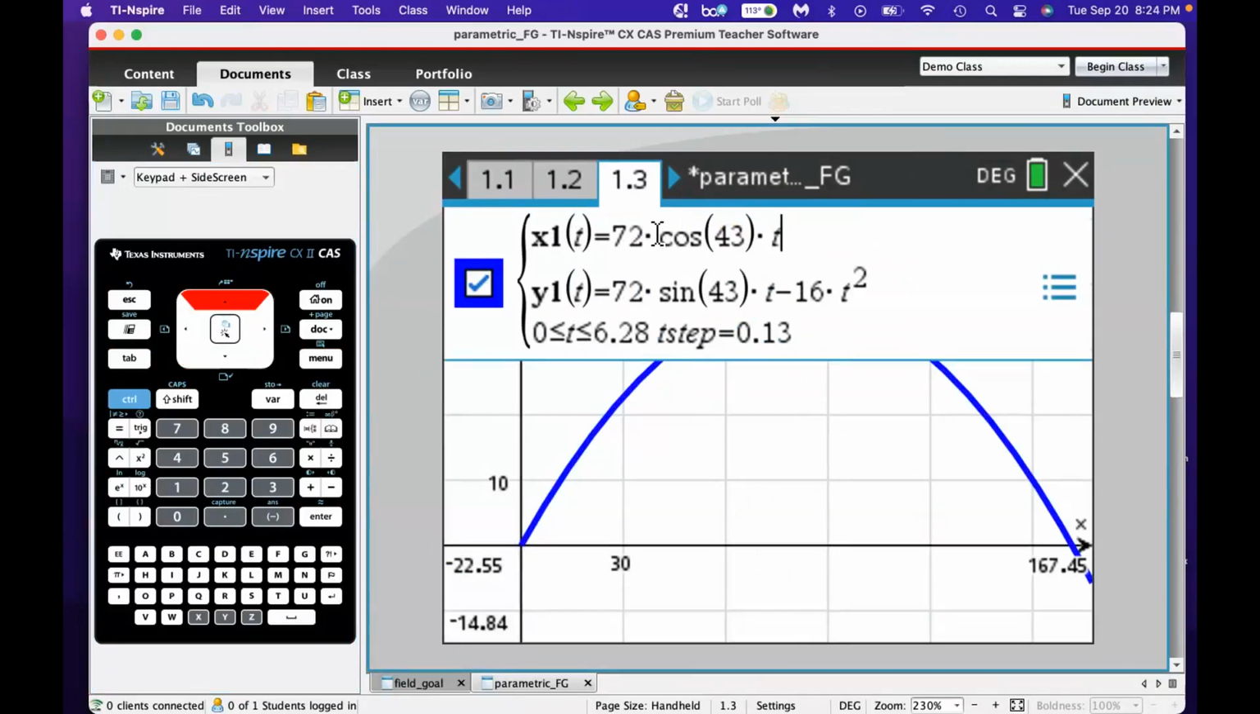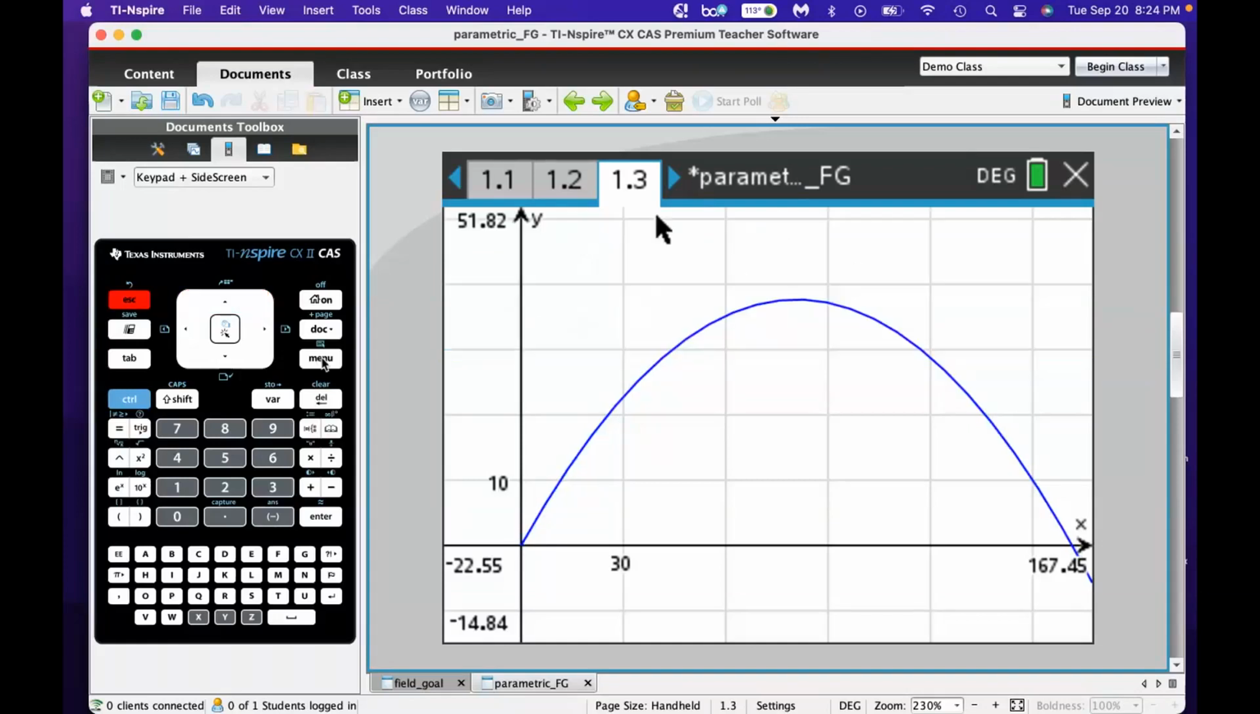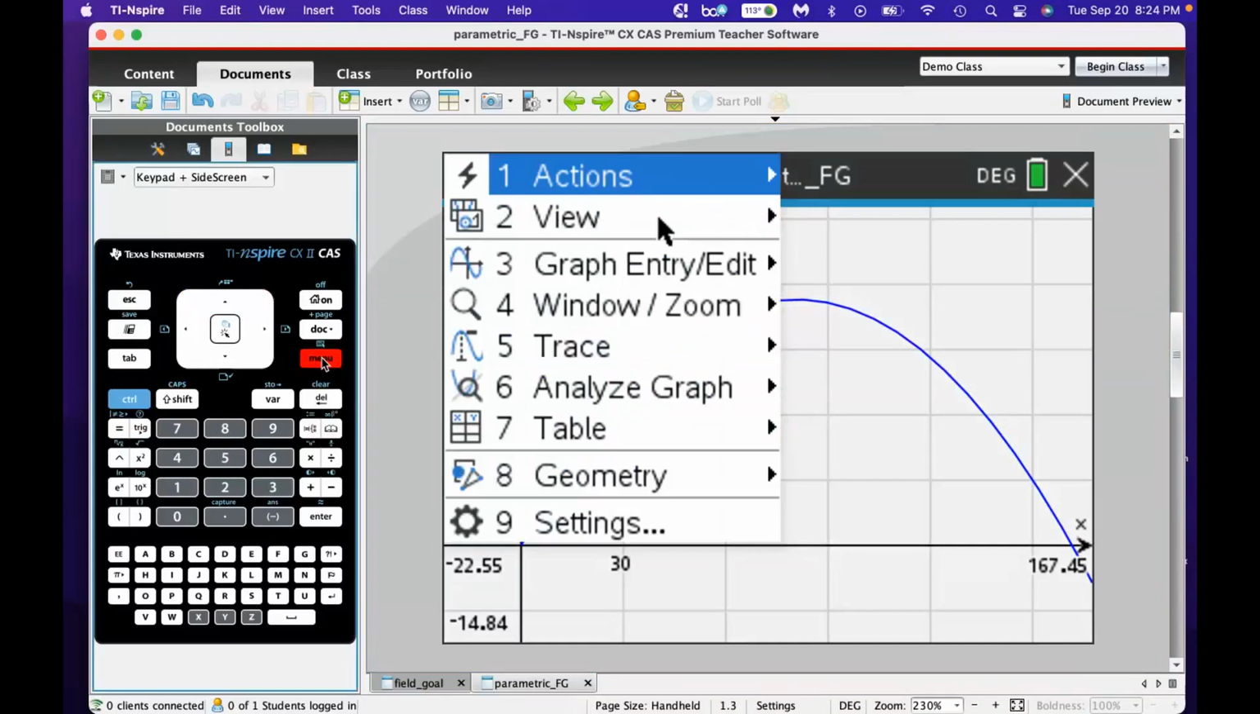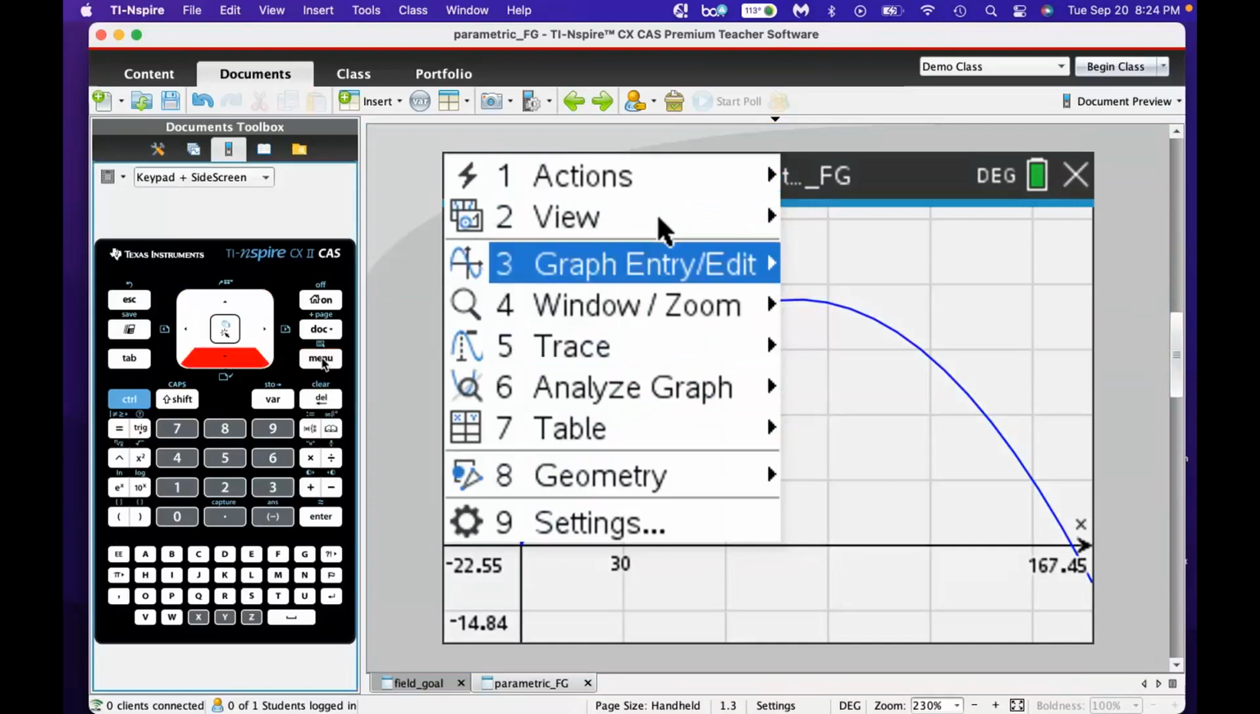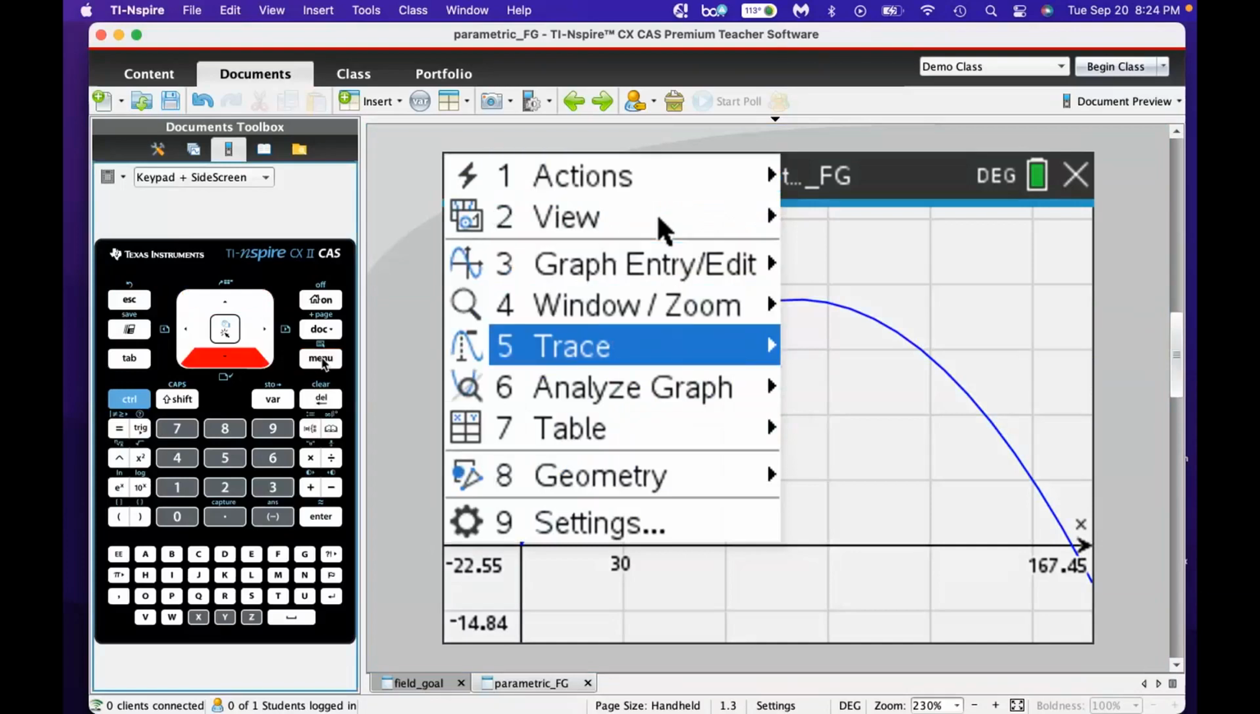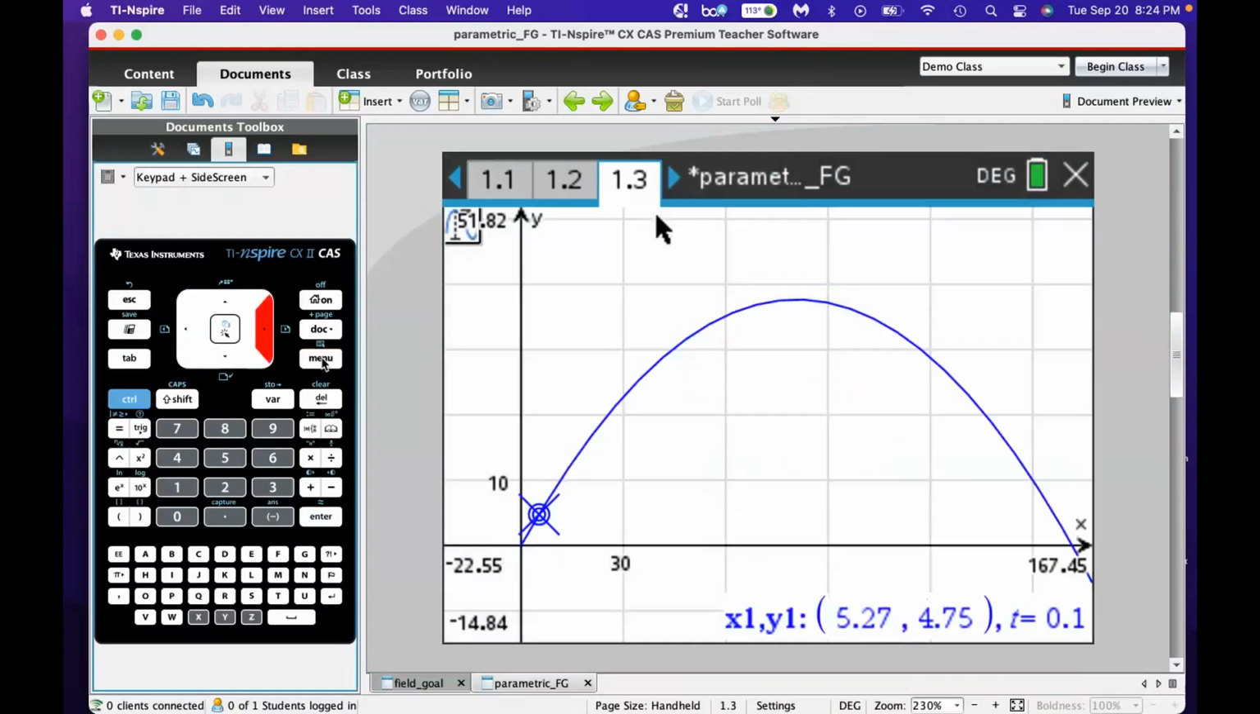So I know a lot of physics teachers want to be using meters per second, but since we're kicking for yards, we were sticking with feet per second in this particular instance. All right, so if I go to trace this, we could see, very similar to that activity that we had on the 84, we could trace it. And as we're moving along, we could see our X and Y values and the various times that it's taking.